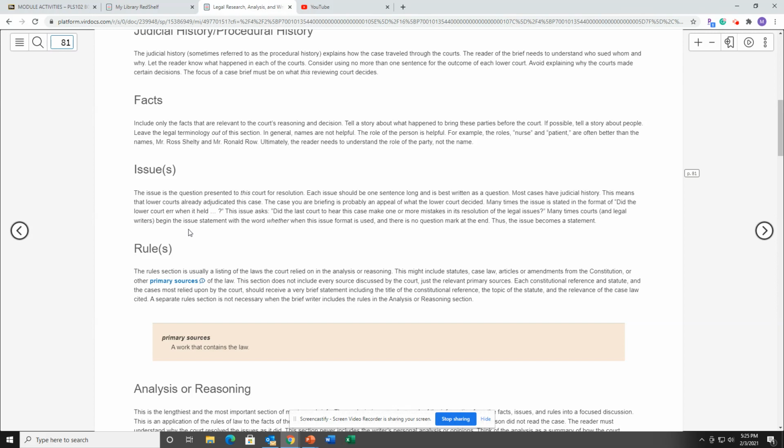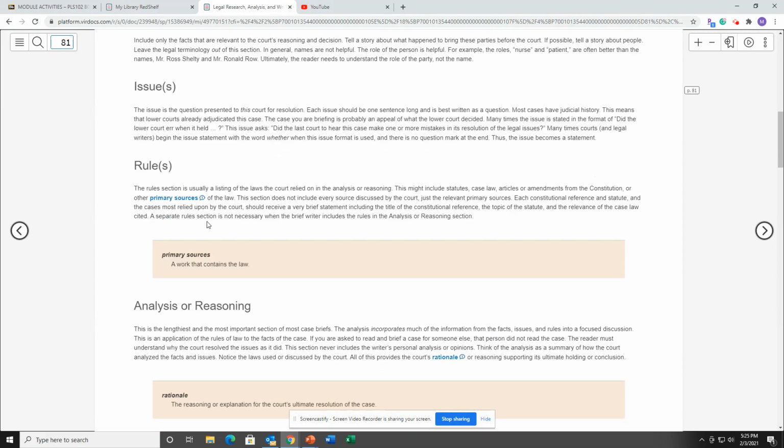And remember, it has to be a legal issue, it has to be a question, and our issue is going to combine both the law and the facts, right? Did it err when it held that these hearsay statements were inadmissible, right? So that's where our procedural facts go into our issue.